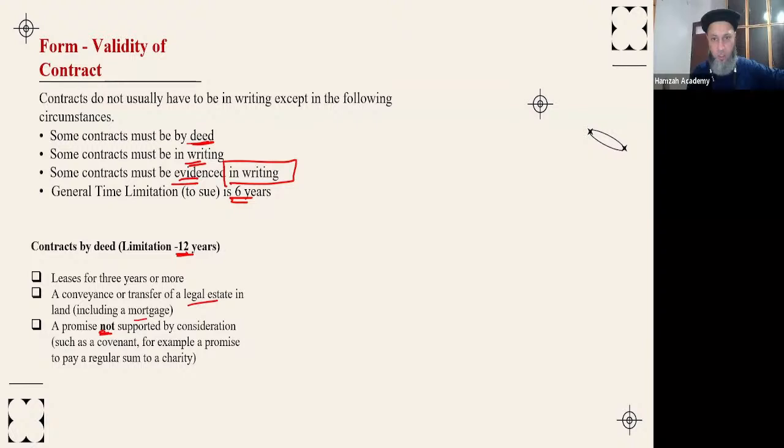You're not getting something back. So what happens? That contract is valid, but only if it is in the form of a deed. If it is not in the form of a deed, that charity cannot come to me later on and say that you promised, I can deny it.